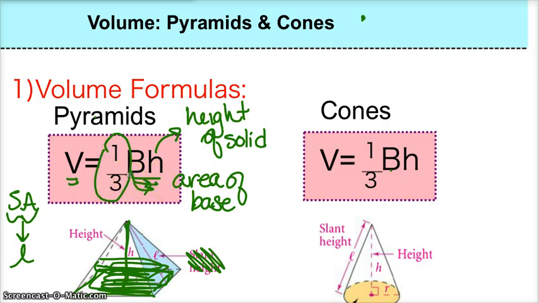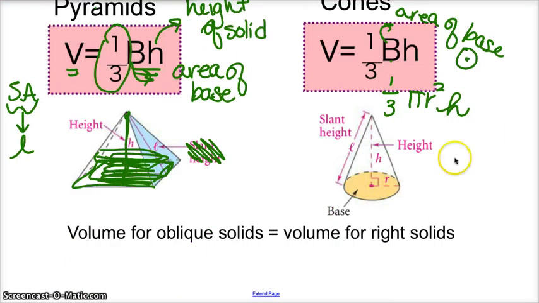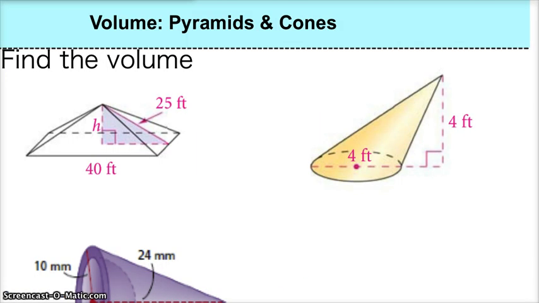Cones are circular versions of pyramids, so the same idea applies: they're 1/3 capital BH, where capital B is the area of the base. The good thing about cones is that the base is always going to be circular, so we're going to tweak this formula to 1/3 pi r squared h. Just note that the volume for oblique solids, the ones that are pushed over, is the same as for solids that are straight up and down, referred to as right solids.